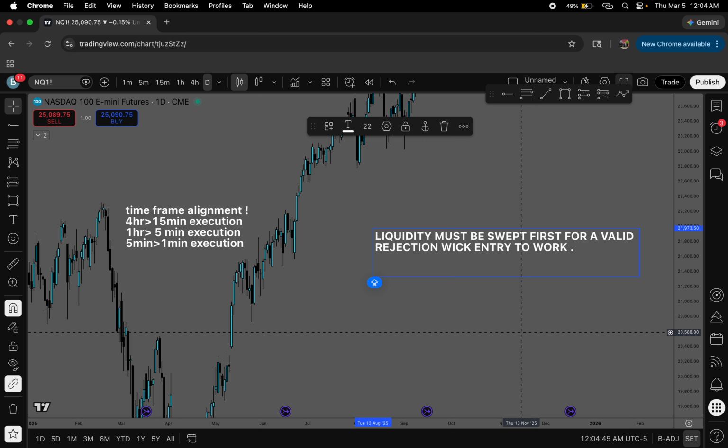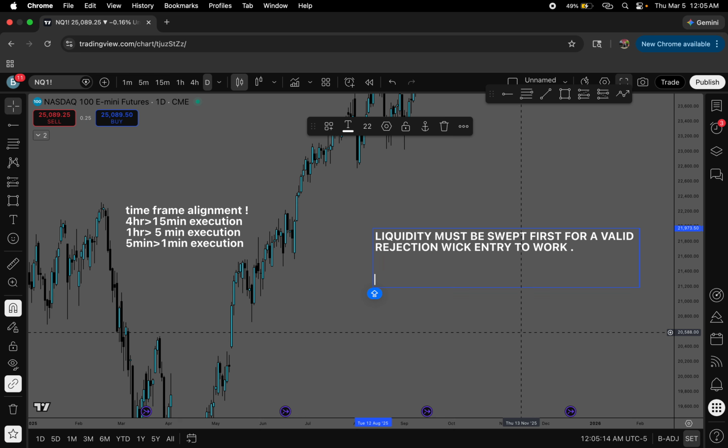entries like crazy. If you just align everything plus the secondary, this should be the completion to finding, if you do happen to find the max expansion on a higher time frame, this will really help add to your toolbox. So this projection wick stuff that I just put out for you guys. And liquidity must be swept first for a valid rejection wick entry to work.